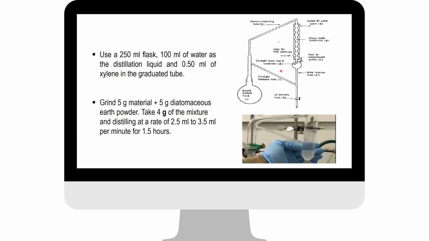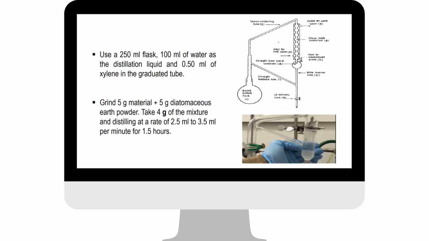Xylene also helps in phase separation and reading the volume of the organic phase, that is the oily phase. So this is all about the Clevenger apparatus by which we can isolate the eugenol. I hope it is clear to all of you.